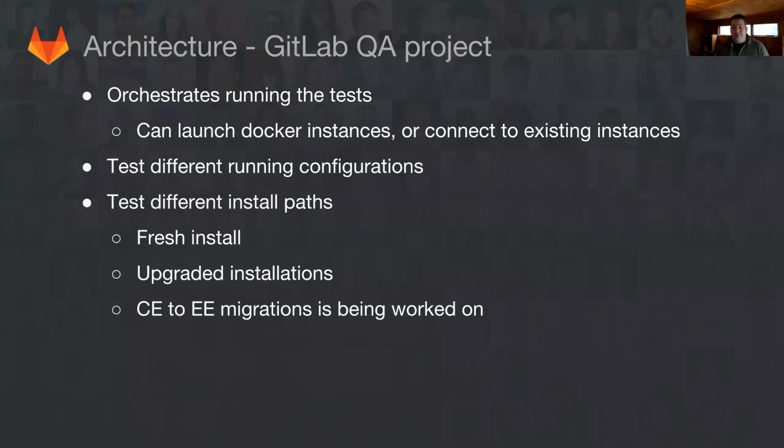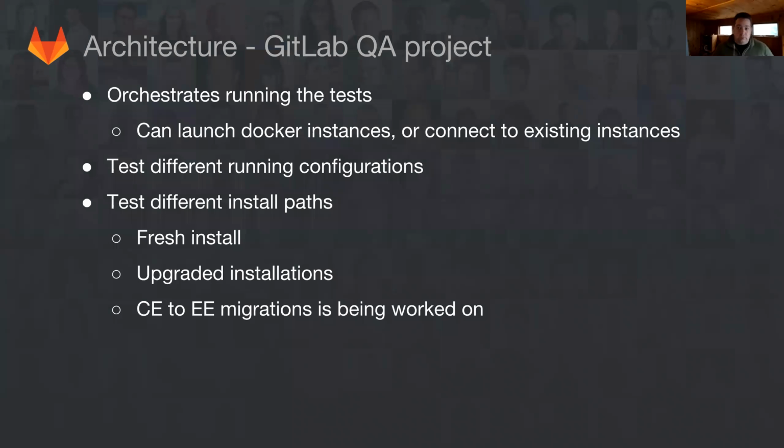The first thing we're going to talk about is the GitLab QA project itself. Like I said, it's a separate project. It handles running the tests against whatever instance you choose. If you want it to spin up an instance for you, it will do that in Docker, or you can point it to an existing instance and give it the login information it needs, and it can take it from there.